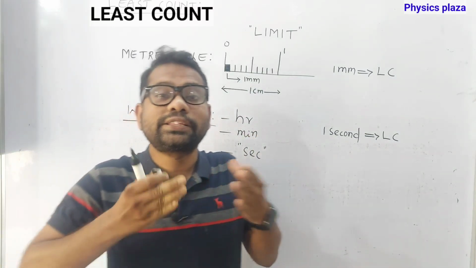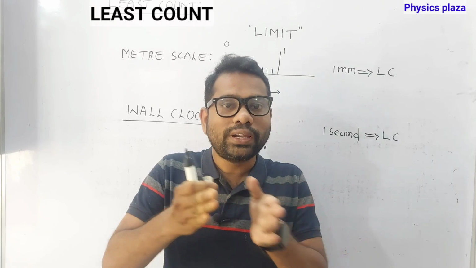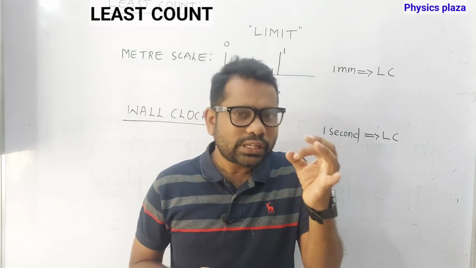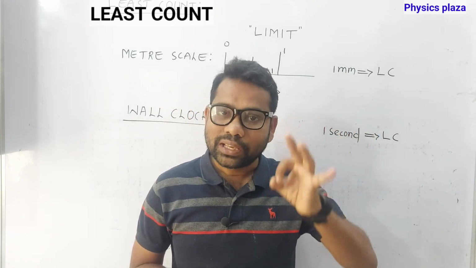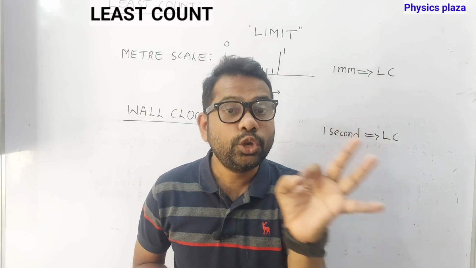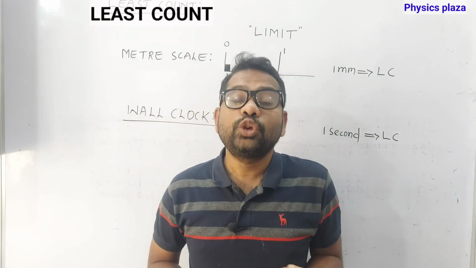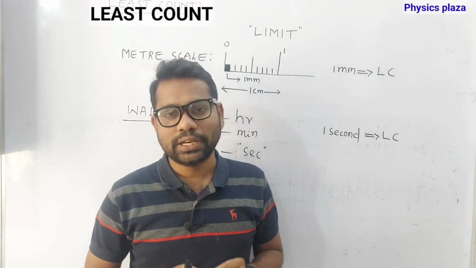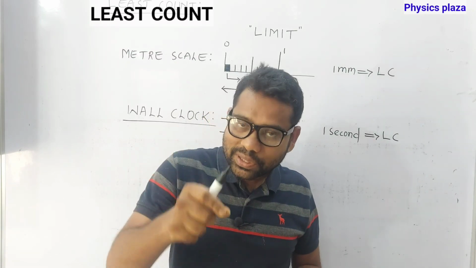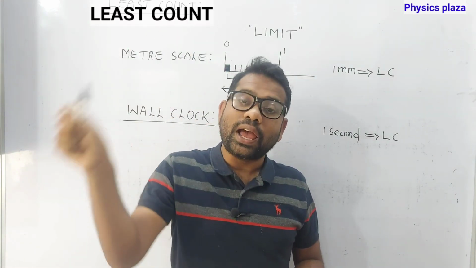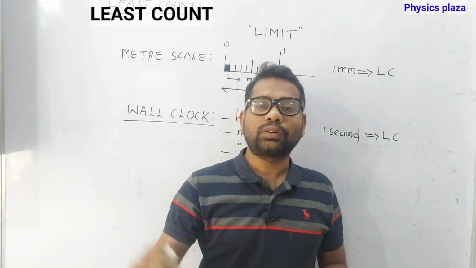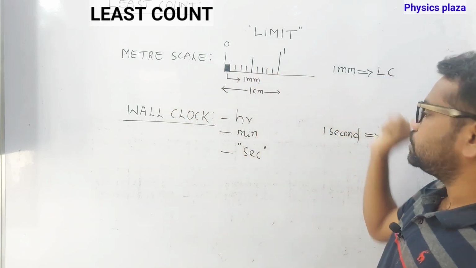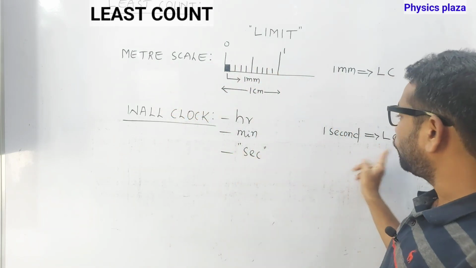In exam they will ask you a question: define what is the least count. Then how to write, children? The smallest value that can be taken by that device accurately. This is very, very important. Accurately is called least count. I repeat once again: the smallest value that can be taken by any device accurately is called the least count of that instrument. Example, the least count of a meter scale is 1 millimeter. The least count of a wall clock is 1 second.